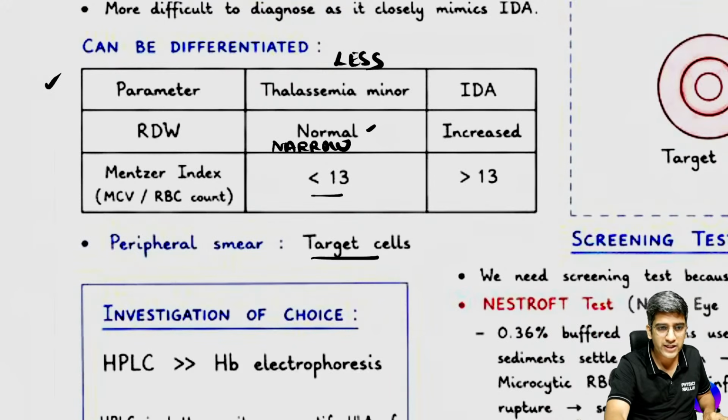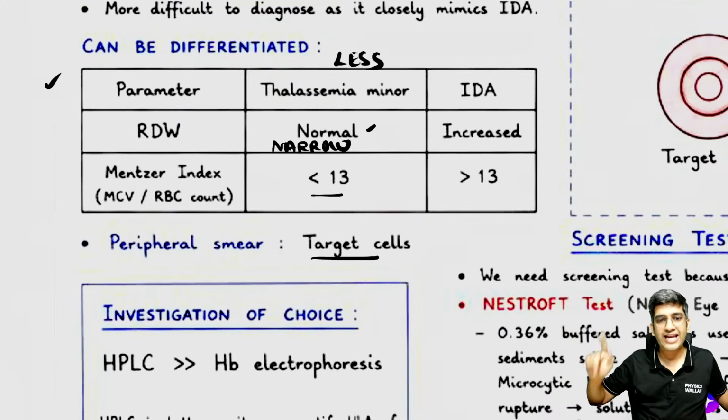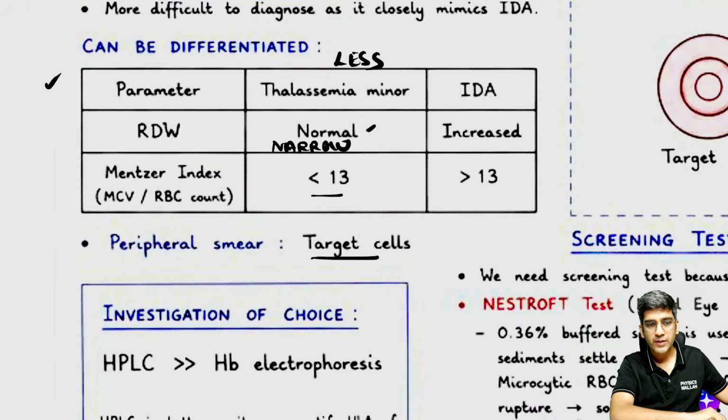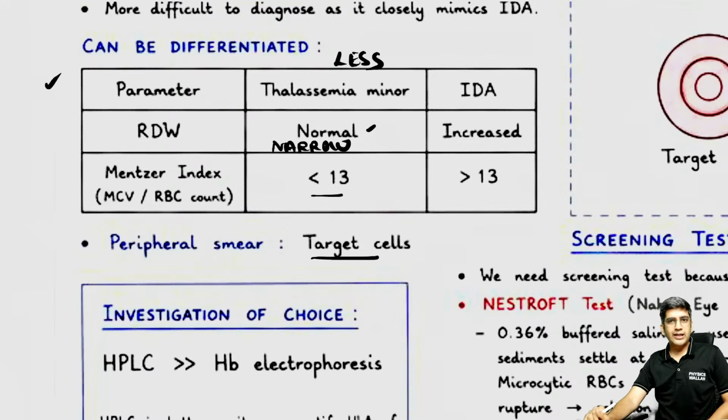Again, a question to you guys. Tell me, will I see NRBCs in the peripheral smear in case of Thal minor? Yes or no? What do you guys think? Will you see NRBCs here? You won't have NRBCs here, right? NRBC is diagnostic of a severe hemolytic anemia. It's not seen in Thal minor.